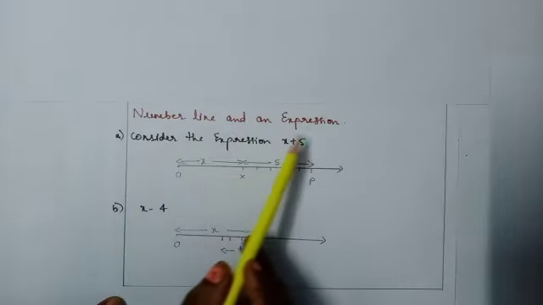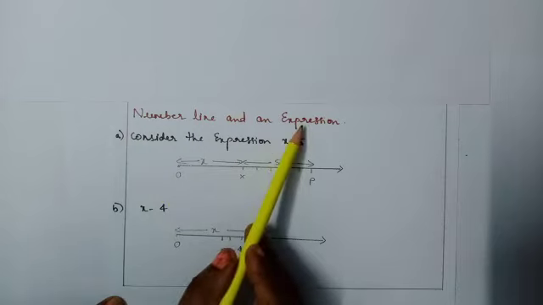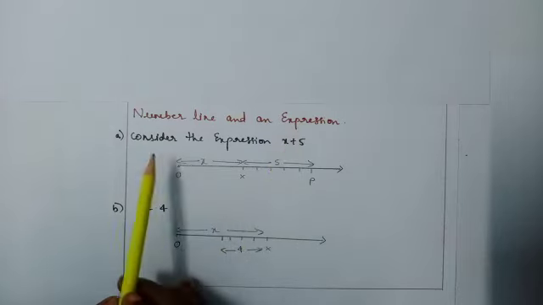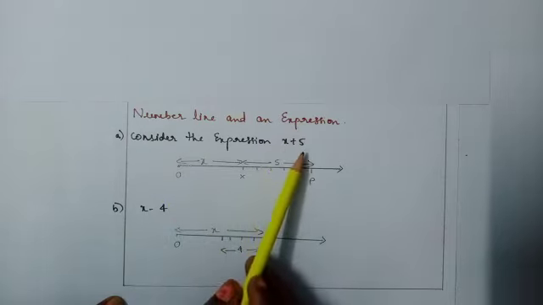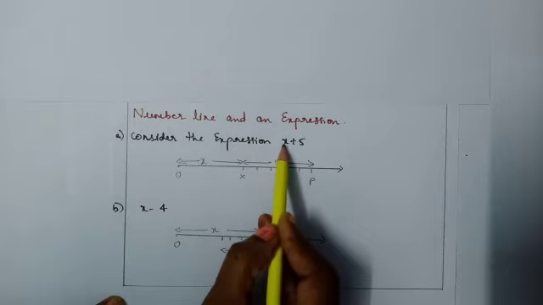Number line and an expression. Now let us learn to express the expression. Locate the expression on a number line. Consider the expression x plus 5. Now x is a variable. I don't know its value, right? It's a variable. I don't know the value of the x.